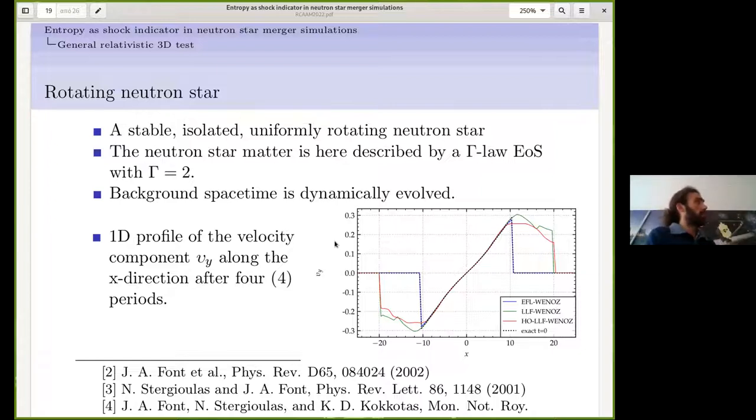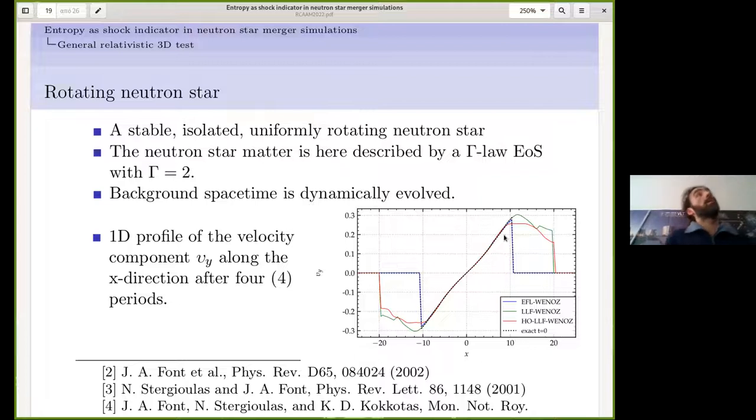Here, the interesting thing that people look at in the literature is the velocity of the neutron star, because one expects that the maximum velocity is on the surface, and just outside it drops to zero. This drop is even more rapid than the mass density that I just showed. Here I'm showing one of the components, the y component along the x direction of the velocity of the rotating star. Here is the surface. The dotted line is the exact solution and the blue line is our results. We see that it's in almost absolute agreement, and that's only with 96 grid points.